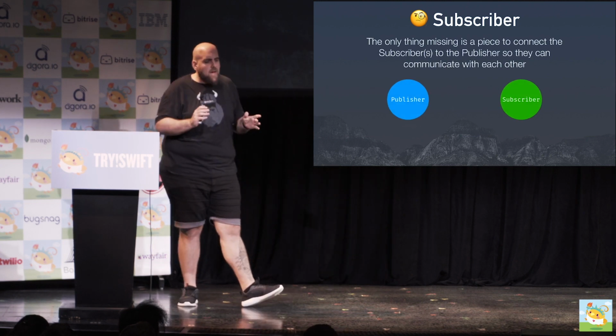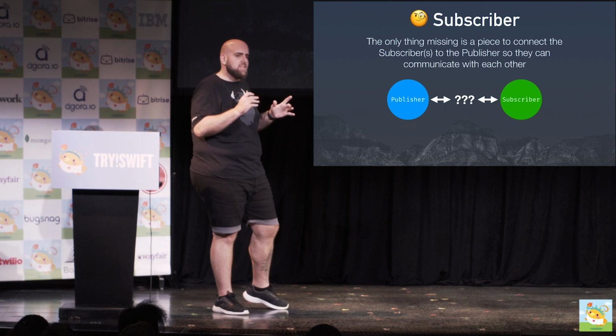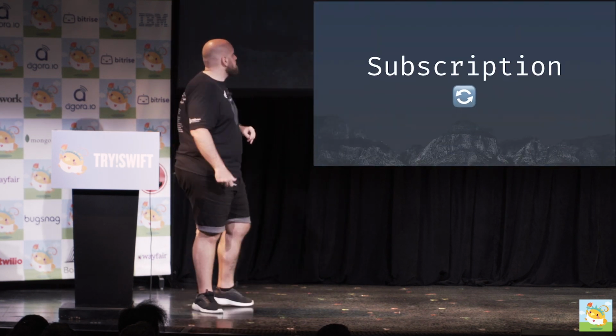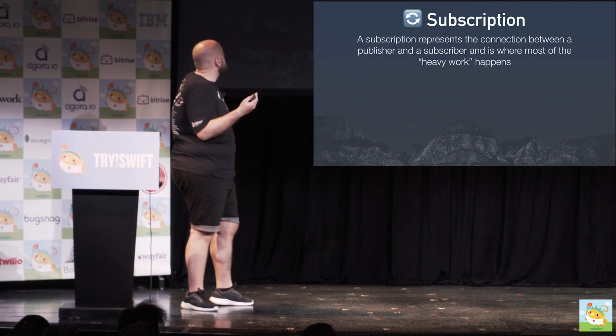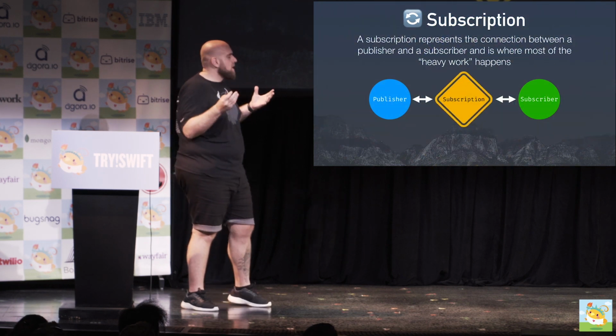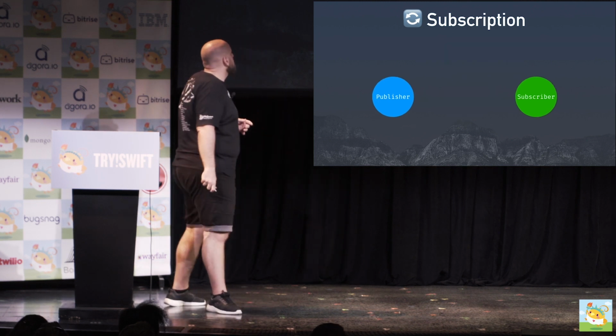So now the only thing we need is that between the publisher and the subscriber, there is this missing piece that lets them communicate between each other. And that piece is called a subscription. So a subscription really represents the heavy portion of the work, the connection between the subscriber and the publisher. It's really where most of the heavy work happens and where events are actually delivered to different subscribers.